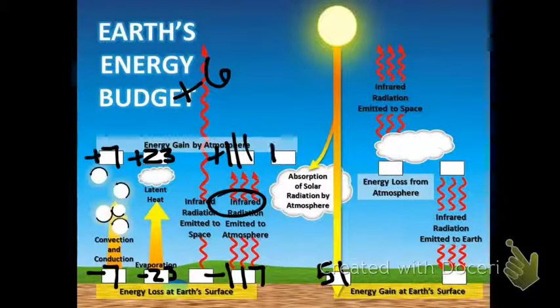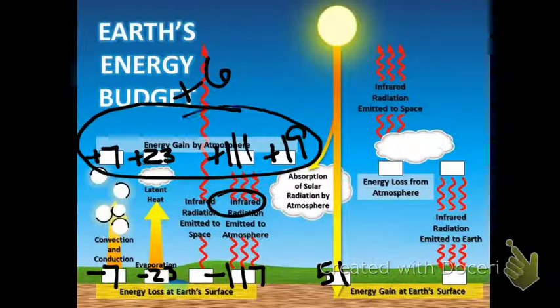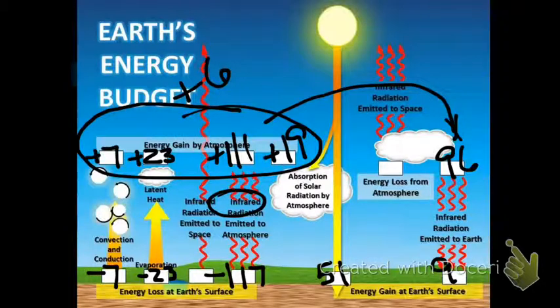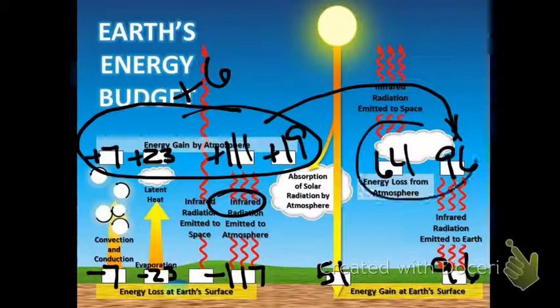Remember in our previous slide that approximately 19 units of solar radiation were absorbed directly by the atmosphere as the sun's rays passed through it. So now if you add up all of the energy gained by the atmosphere, you'll come up with 160 units. Of those 160 units, 96 are gained back by the Earth's surface, while 64 are lost back to space.